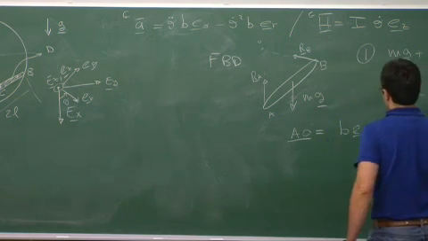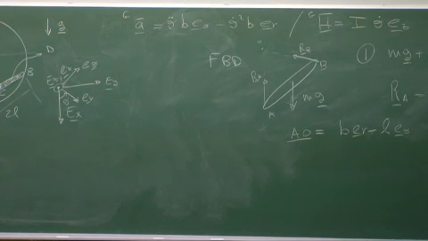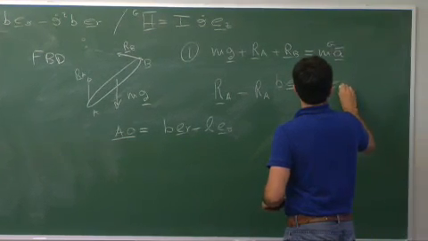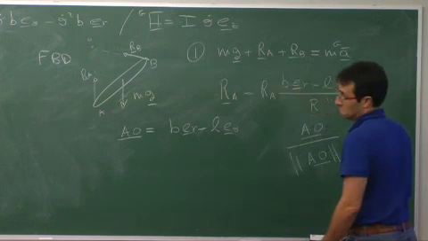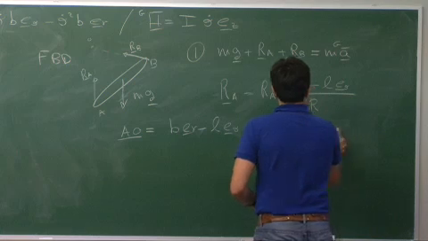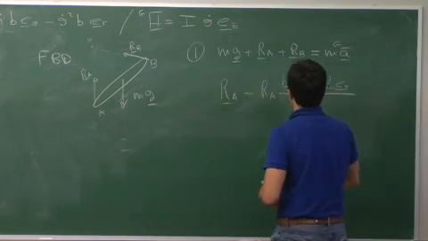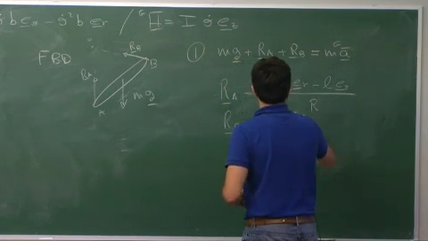So here is your vector divided by R. We can replace this with B ER minus L E theta over R. Sounds like a good idea. I don't know this magnitude. Fine. And then you can do the same for RB, right? B plus, yeah.